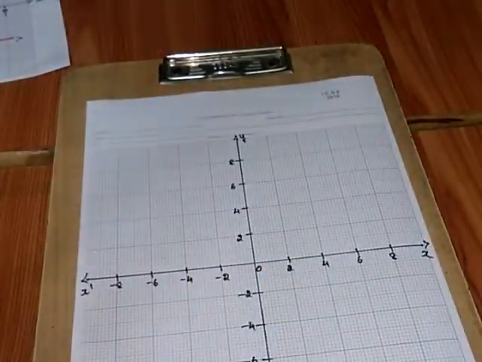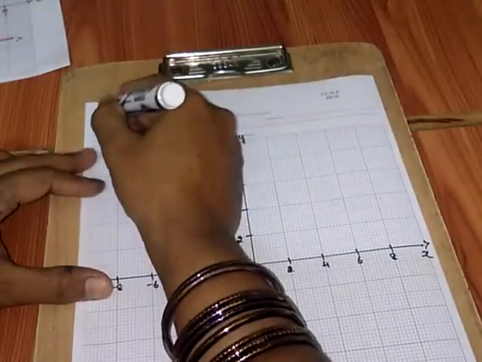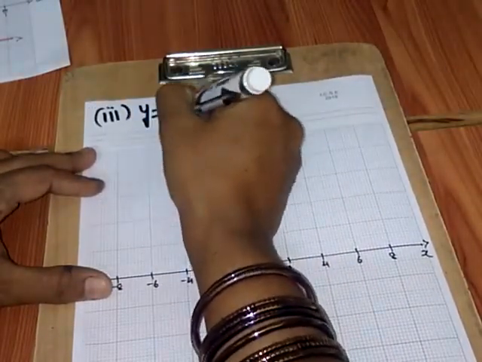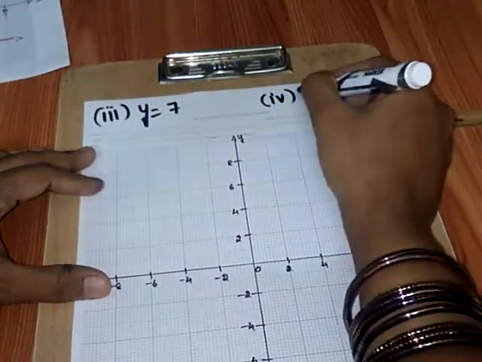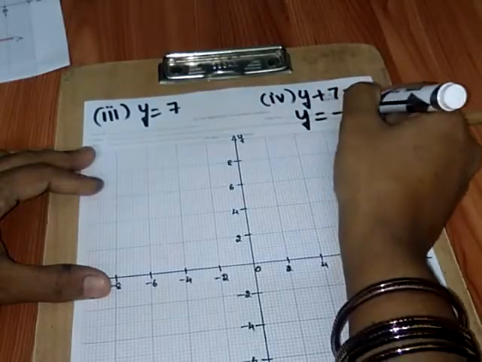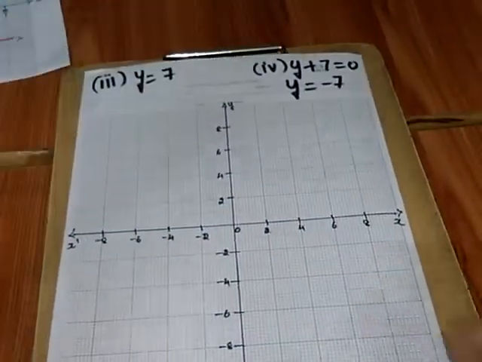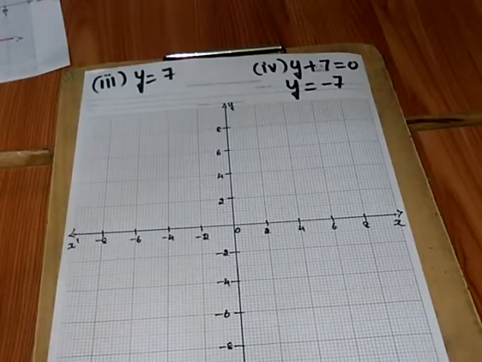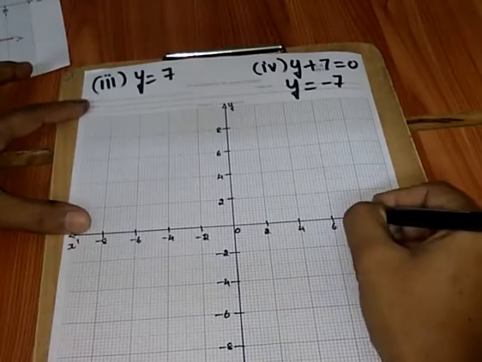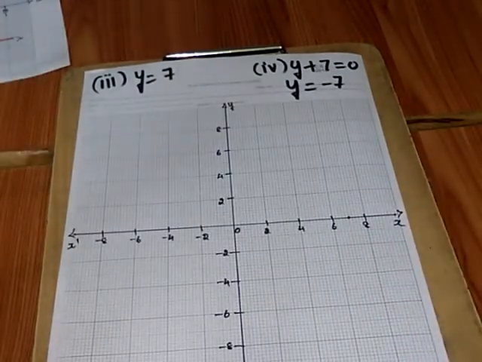In the similar manner, question number 3 is y is equal to 7, and question number 4, y plus 7 is equal to 0, hence the value of y is minus 7. So here also I have fixed the scale 2, 4, 6, 8. So where is the value of 7? Question number 3, between 6 and 8, the midpoint is the value of 7.